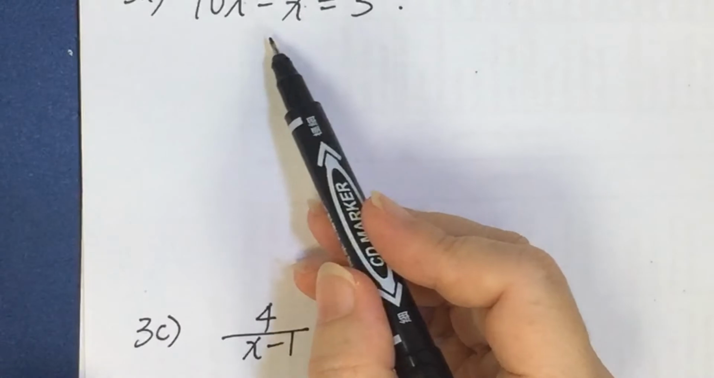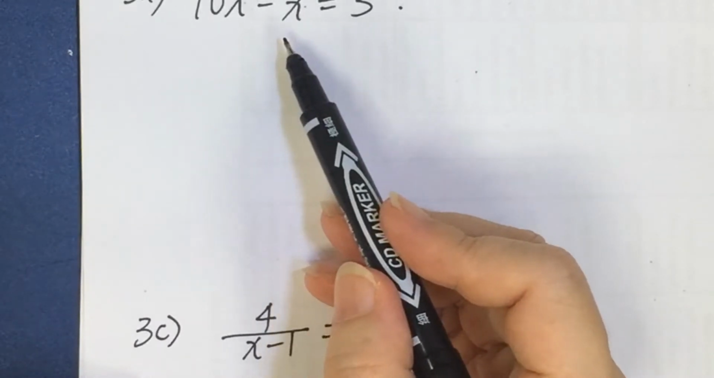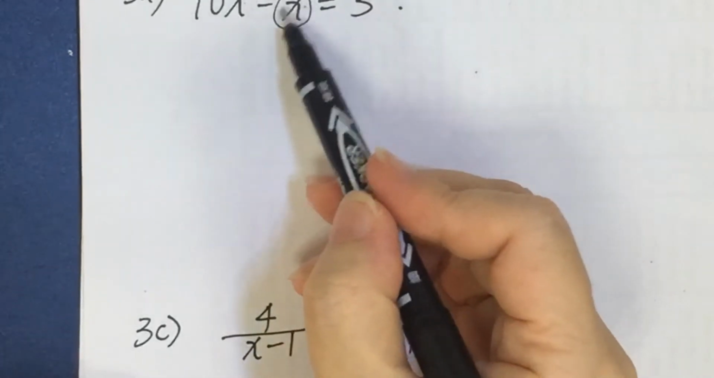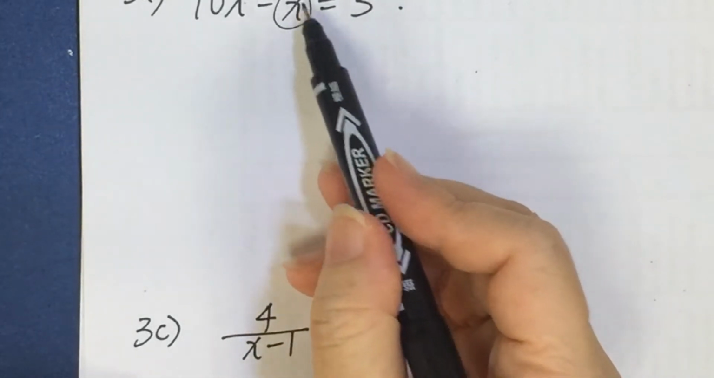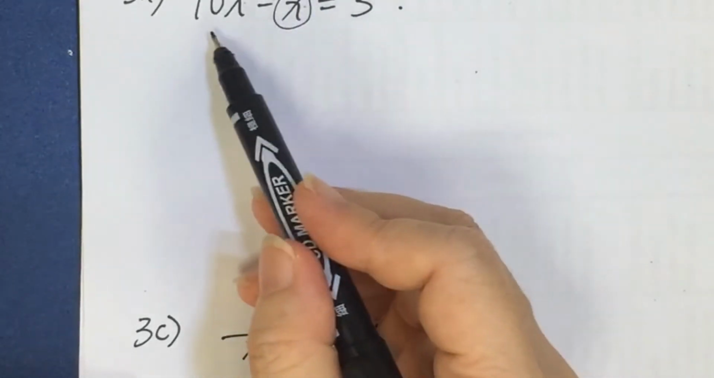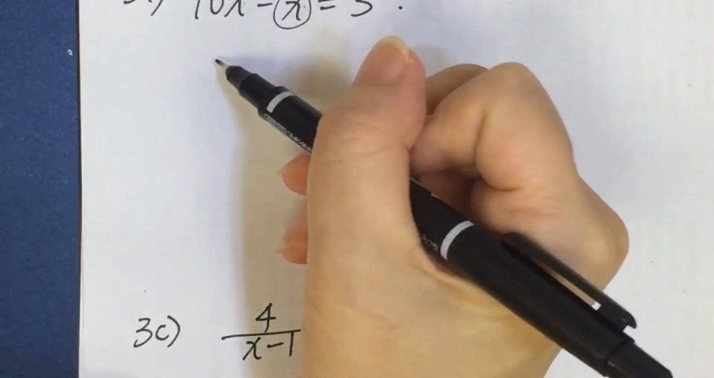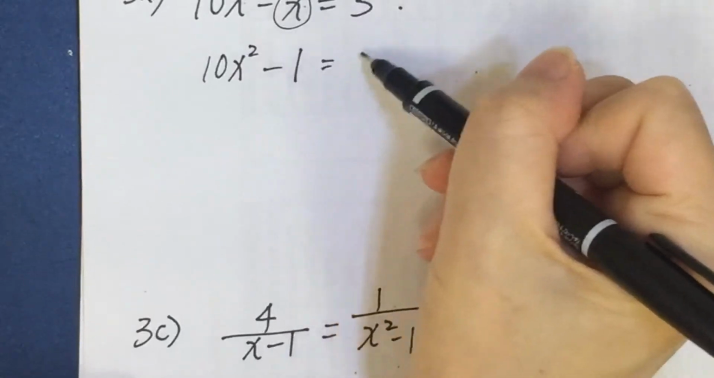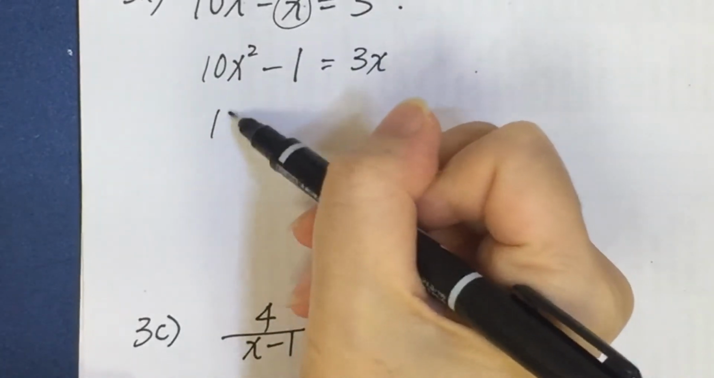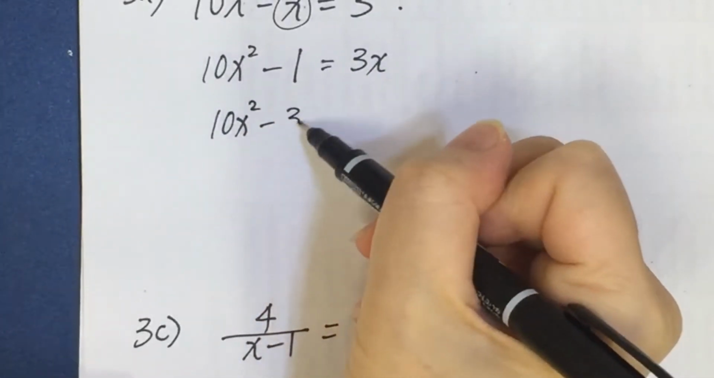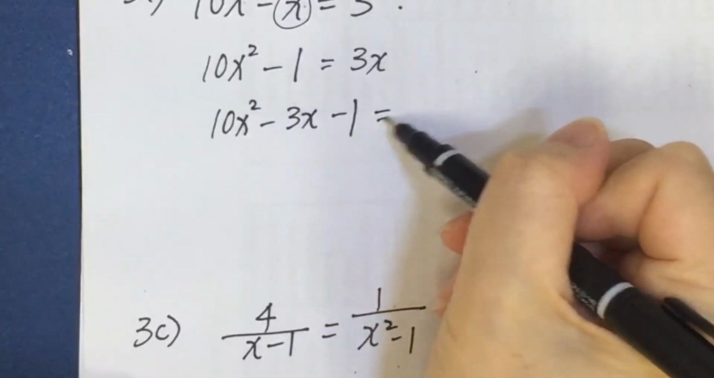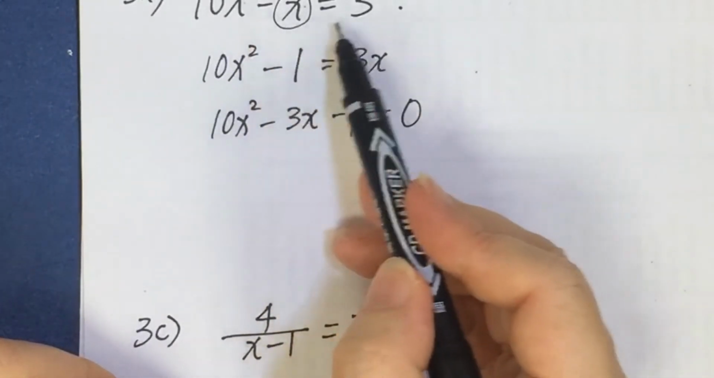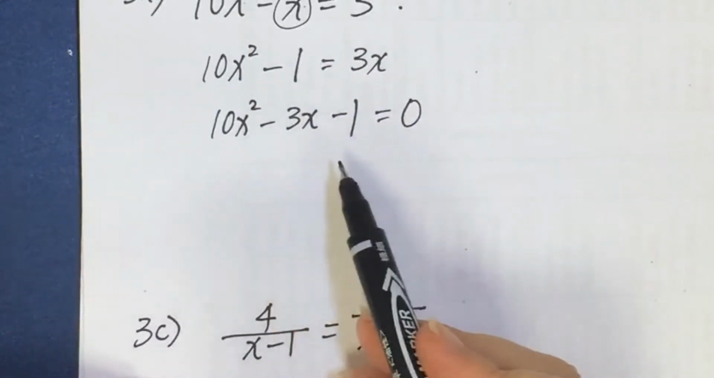You can see that you're going to get a quadratic equation. The denominator here is x. When the denominator is x, you multiply x throughout. So you're going to have 10x squared minus 1 equals 3x. So 10x squared minus 3x minus 1 equals 0. So you see, from something with a fraction, we changed into something without a fraction already.